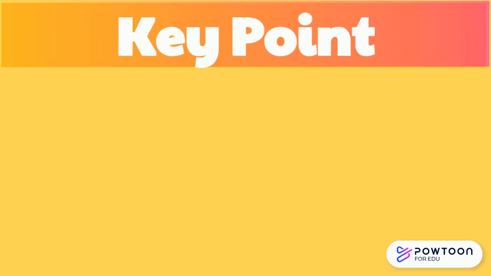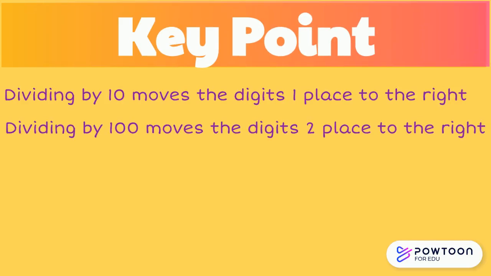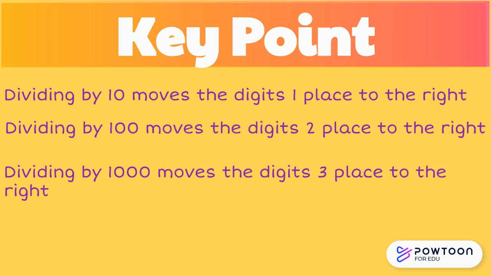When dividing by some power of 10, so again 10, 100, 1000, or so on, we're doing the same idea as when multiplying, except we're going to go the opposite direction. So each time you're going to move the digits to the right instead.